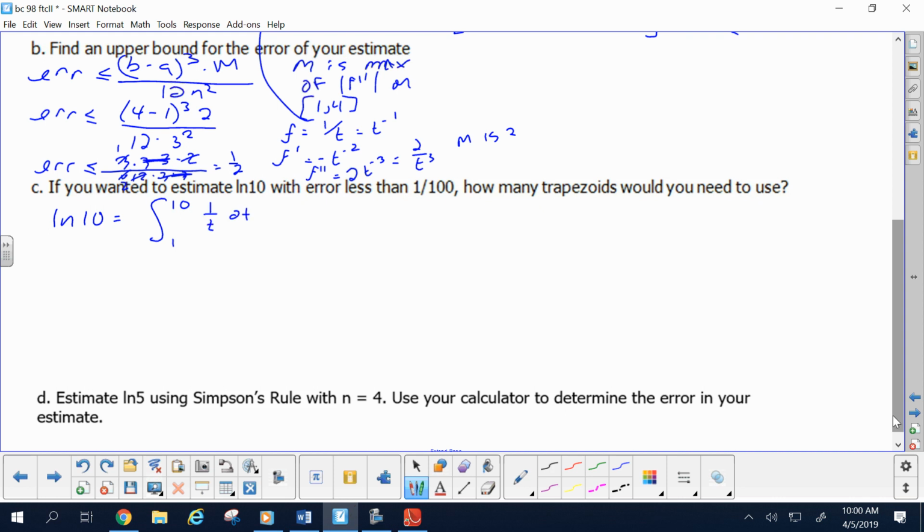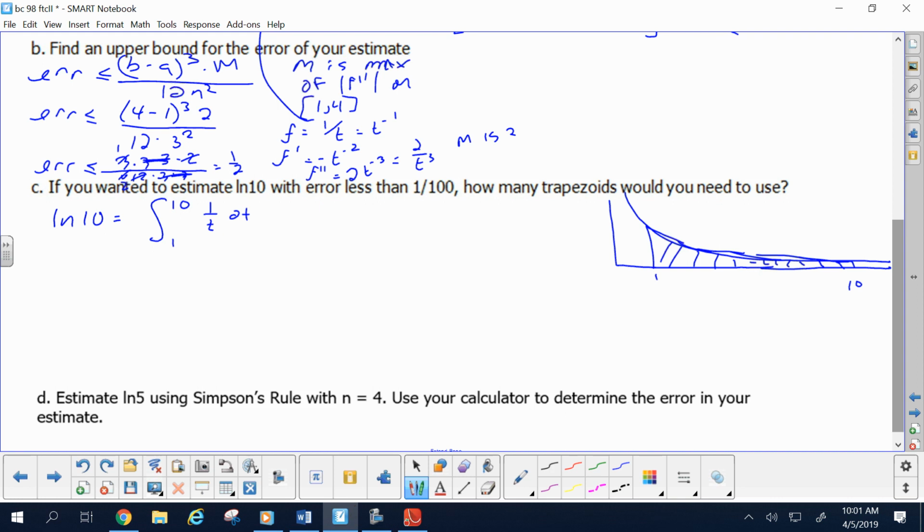Now, to get that estimate from 1 to 10 so that the overage is less than 1/100, wouldn't you agree trapezoids are going to overestimate here? That would necessitate probably a good number of trapezoids, although the curve is decreasing. So that's the question. So what do I do?